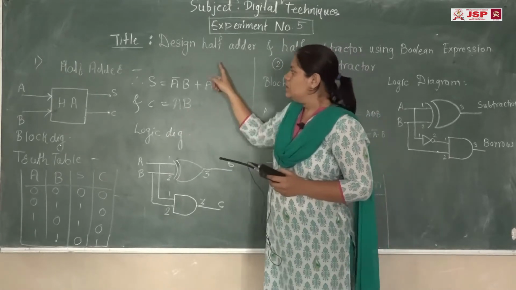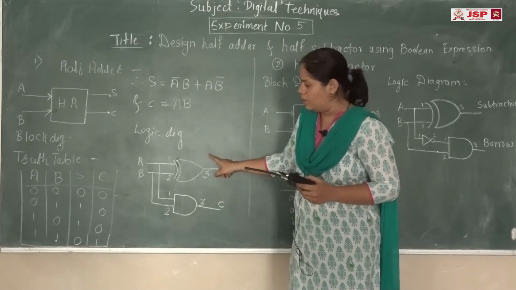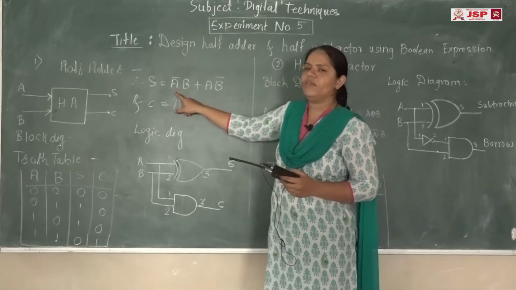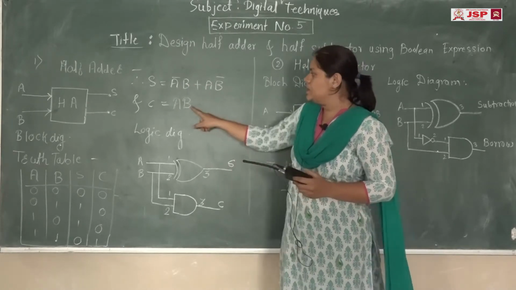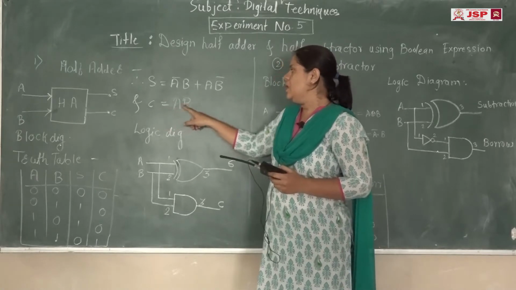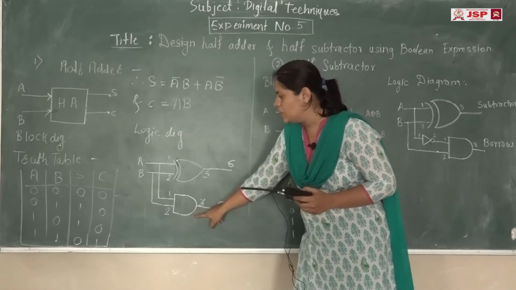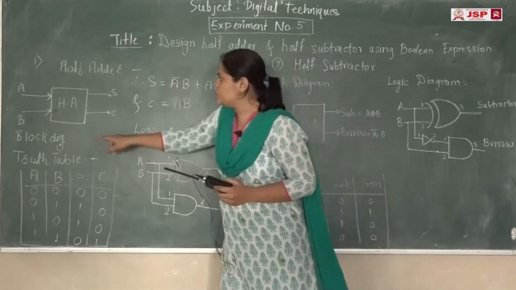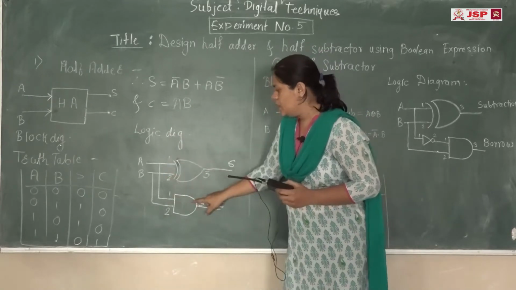From these expressions we can implement the logic diagram. This is nothing but the equation of an XOR gate. So here I have drawn the XOR gate, and C equal to A dot B means carry equals AB. In A and B there is an AND gate, so here I have drawn the AND gate. Both inputs are common for sum and carry, so here I have connected them in this way.